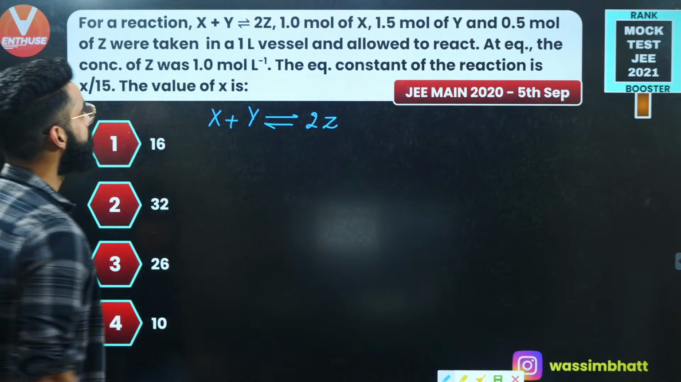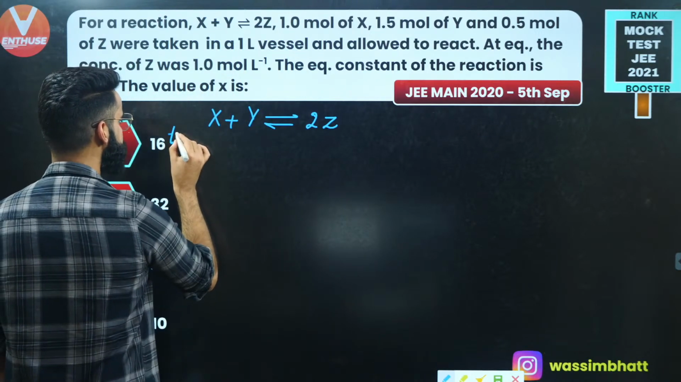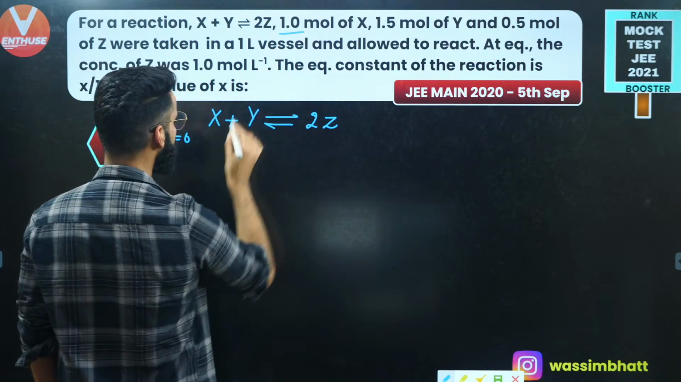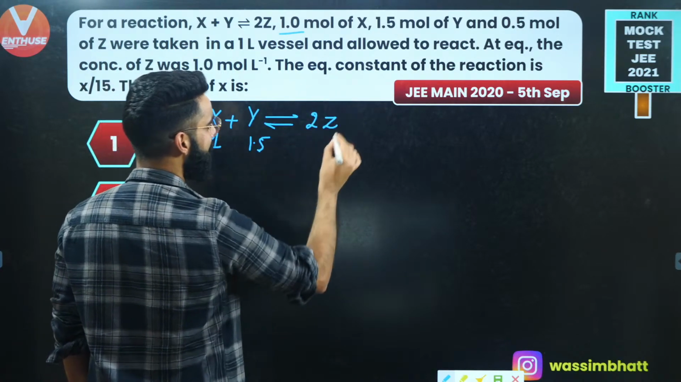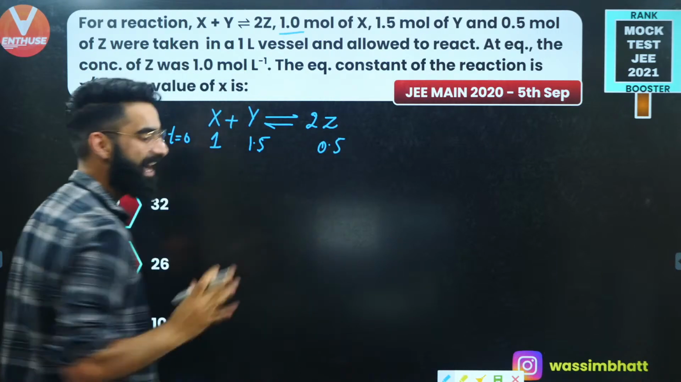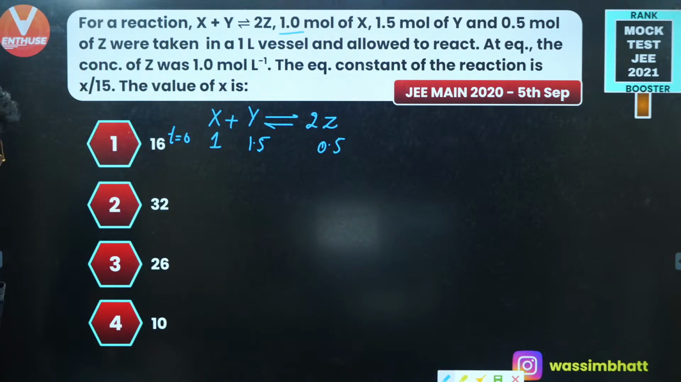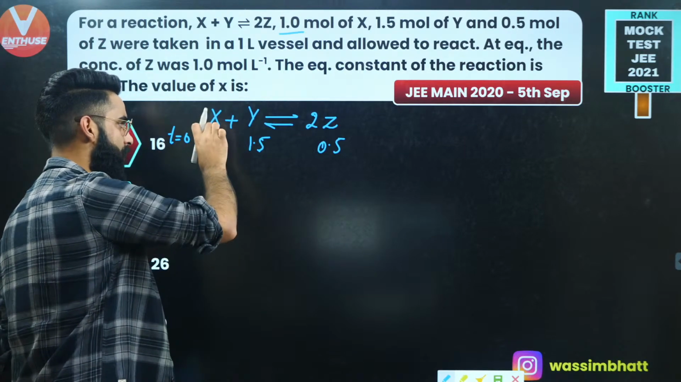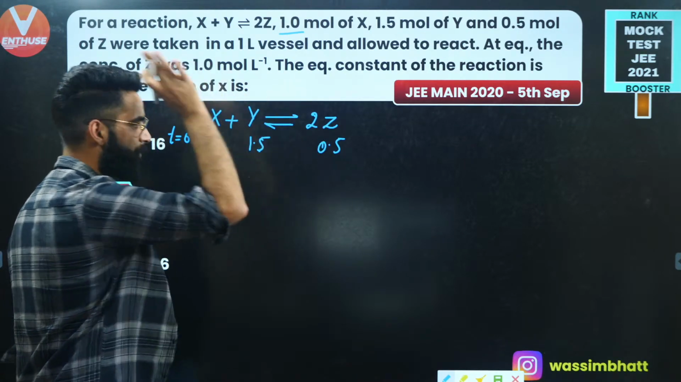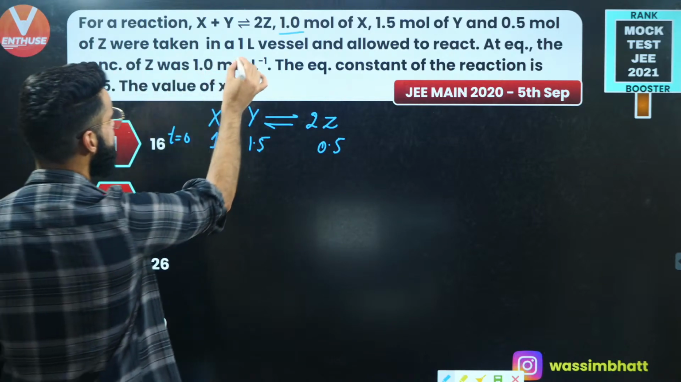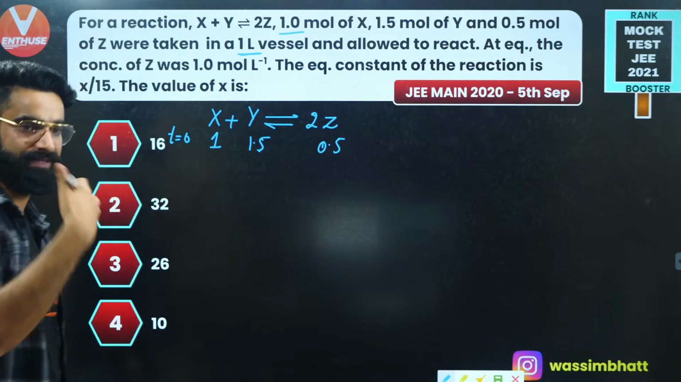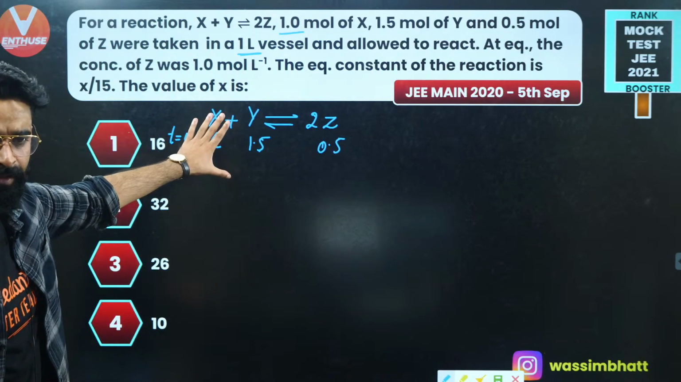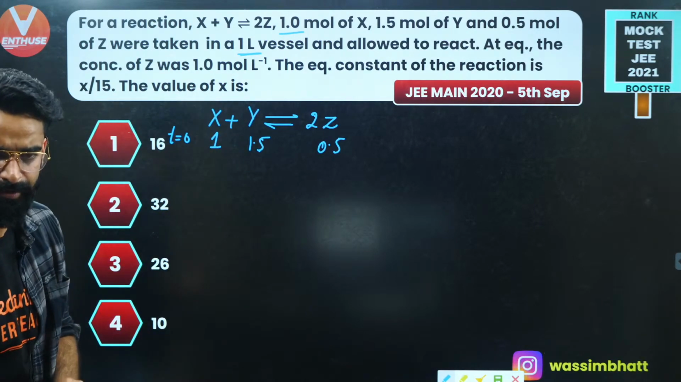Now people, at time t equal to 0, initially, I have got 1 mole of X, 1.5 moles of Y, and 0.5 moles of Z as well. So basically at time t equal to 0, I've got 1 mole of this, 1.5 moles of this, 0.5 moles of this, taken in a 1 liter vessel. This reaction is taking place in the container, and the volume of that container is 1 liter, yeah?